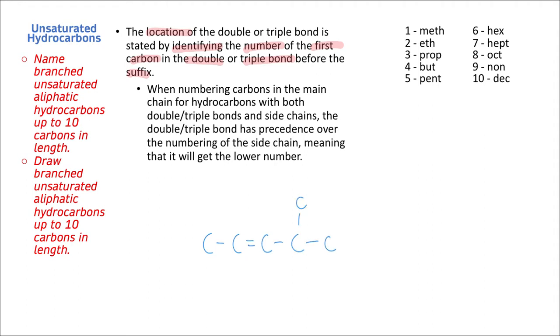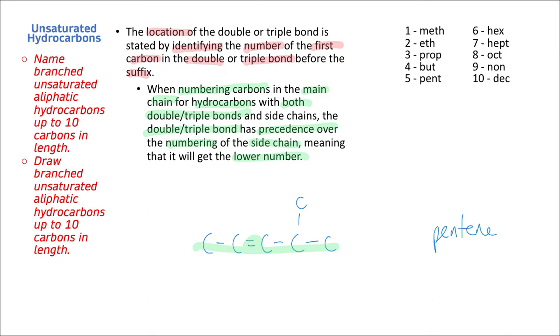The length of the main chain is 5, and it has the functional group in it, so that's fine. So this is a pentene, because it's an alkene, a double bond. We have to give the location of that double bond, so we have to work out the numbering. When numbering carbons in the main chain for hydrocarbons with double or triple bonds, the double or triple bond takes precedence over the numbering of the side chains, meaning it gets the lower number.